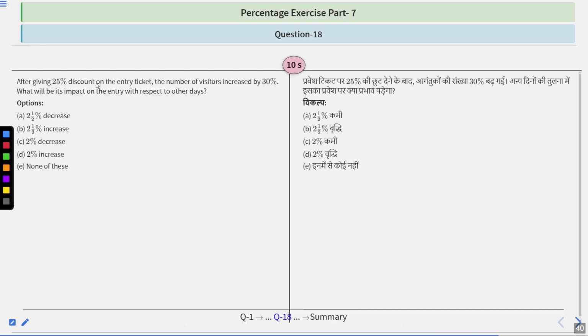After giving 25% discount on the entry ticket, the number of visitors increased by 30%. What will be its impact on the entry with respect to other days? 5 options and 10 seconds to solve this question. Your time start now.